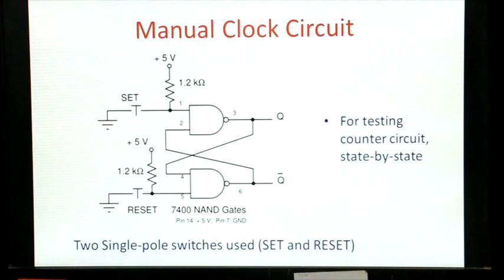We will also use a manual clock depending on the operation, or you might use a slow clock just to see how things work. You might remember, in the manual clock we used nothing but a set reset flip-flop. Whenever we press the set switch, the Q output went high, and whenever we press the reset switch, the Q output went low. And this is what we use for testing the JK flip-flop.